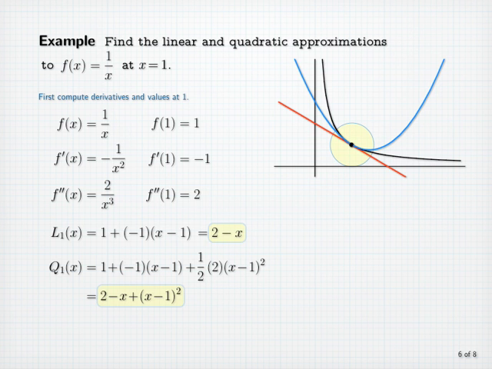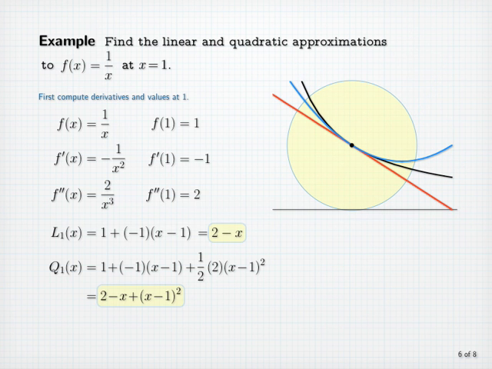Let's magnify the graph a little bit near the point (1, 1). Notice that the graph of the quadratic approximation, the blue graph here, follows the graph of 1 over x, the black curve, considerably better than the straight line graph of the linear approximation.